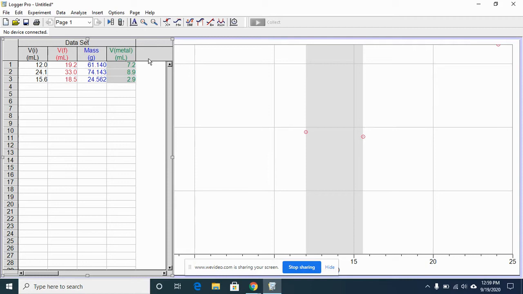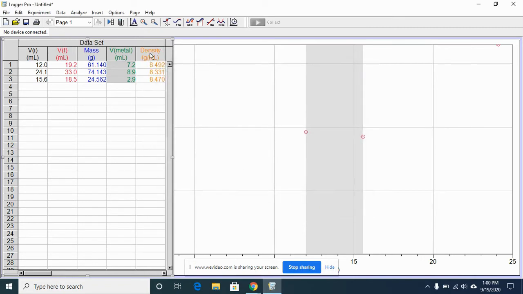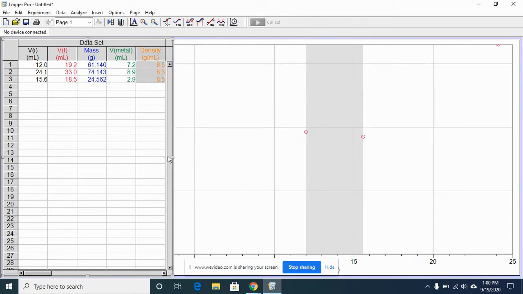Next, we'll do a calculated column for the densities of the metals. And the expression is going to be that it's the mass divided by the volume of the metal. So we're going to pick the variable mass divided by the variable volume of metal and hit done. Again, we need to reformat this because the volume of metal, those all had 2 significant figures. This division problem should only have 2 significant figures. That's our data table. It shows us the same results for calculations as we had before.